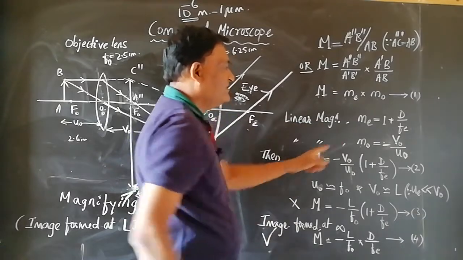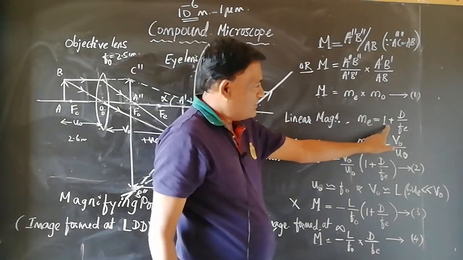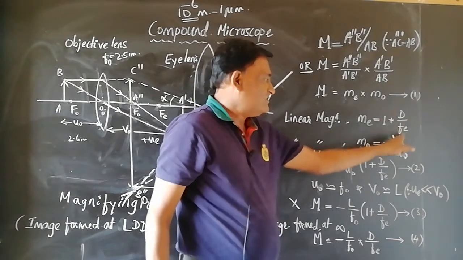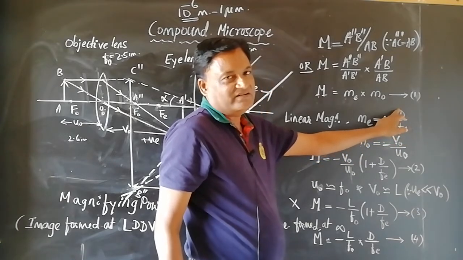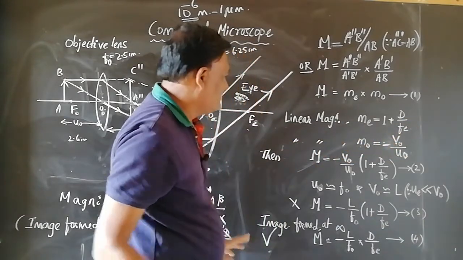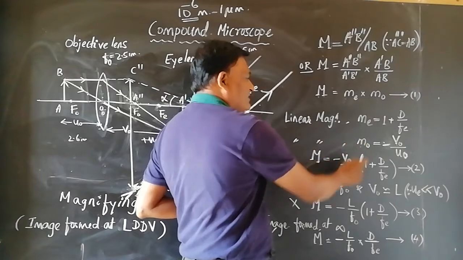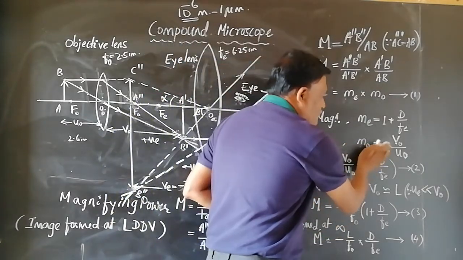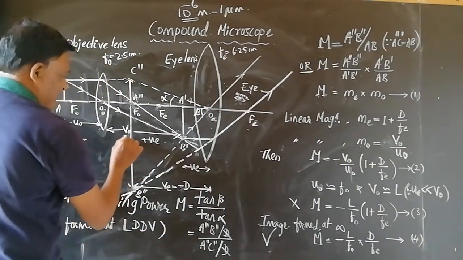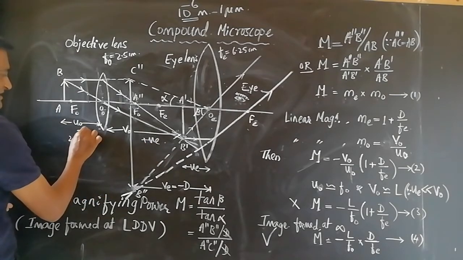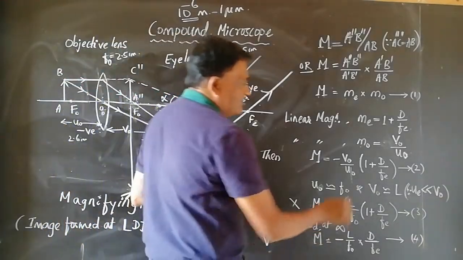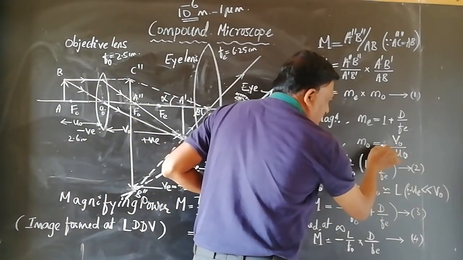Now, linear magnification of the eye lens: already in a simple microscope we have derived this formula, 1 plus D by Fe, where the symbols have their usual meaning. D is the least distance of distinct vision, it is 25 centimeter, and Fe is the focal length of the eye lens. Similarly, linear magnification for the objective is the image distance to the object distance. Image distance Vo is positive, object distance Uo is negative. Vo positive, Uo negative, that is why, Uo being negative, I write minus.